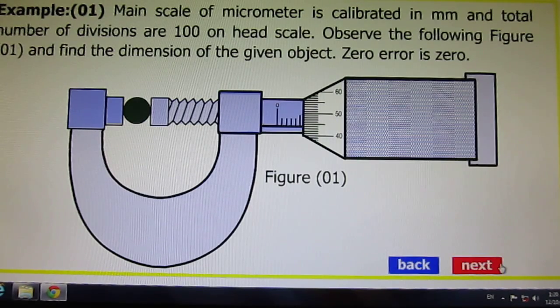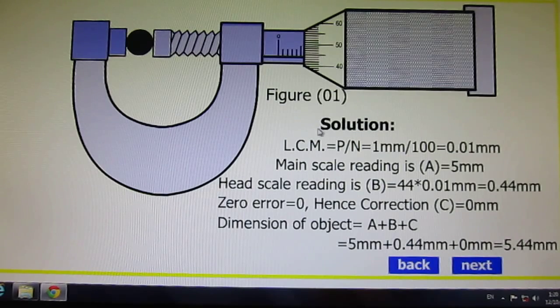Let us calculate. First of all we will find the least count, that is 0.01 millimeter, which we now know very well. Main scale reading A is 5 millimeter. Where is 5 millimeter? Yes, 1 millimeter, 2, 3, 4 and 5 millimeter are there, with a little more than 5. And head scale reading B is 44. Yes, it is 40 and the 44th division is aligned with the baseline.